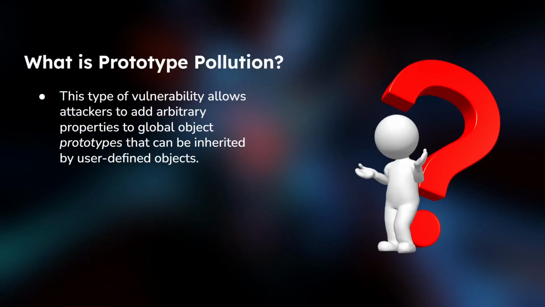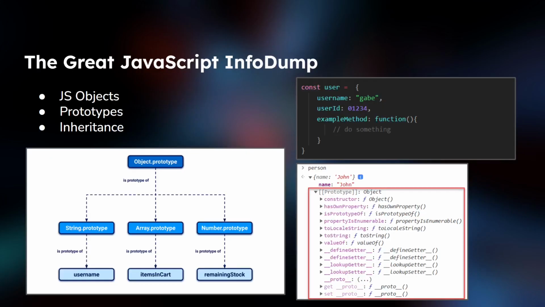What is it? Well, this is a kind of vulnerability that lets attackers add arbitrary properties to global object prototypes that can be inherited by user-defined objects. What the hell does that mean? Well, the thing is, first we're going to need some JavaScript concepts. So we're going to keep this definition in our back pocket as we go through this. So first, let's just learn about JavaScript.